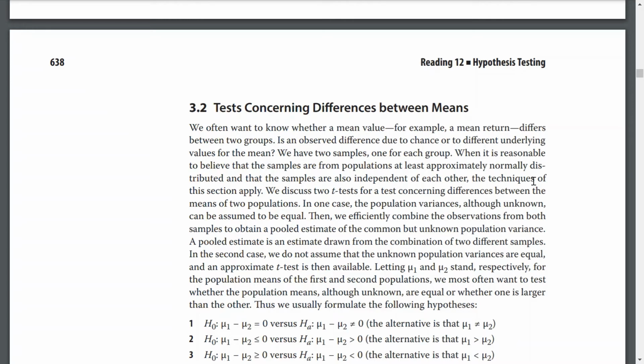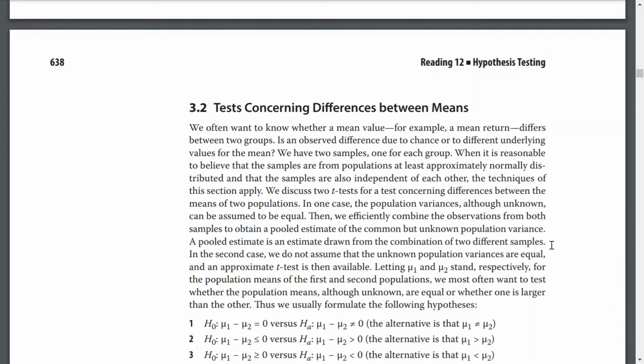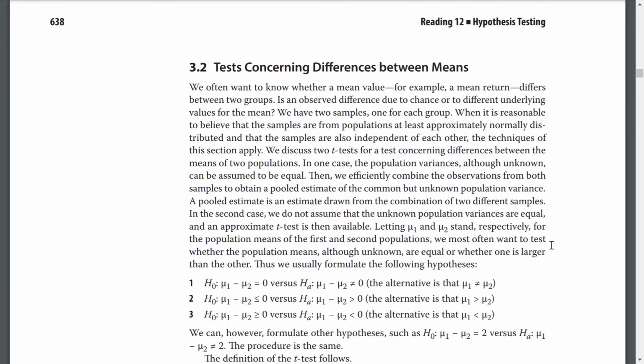We discussed two t-tests for a test concerning the difference between the means of two populations. In one case, the population variances, although unknown, can be assumed to be equal. Then we effectively combine the observations from both samples to obtain a pooled estimate of the combined but unknown population variance. A pooled estimate is an estimate drawn from the combination of two samples. In the second case, we do not assume the unknown population variances are equal.